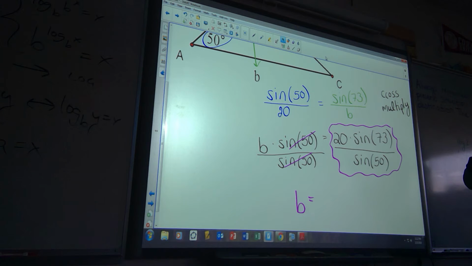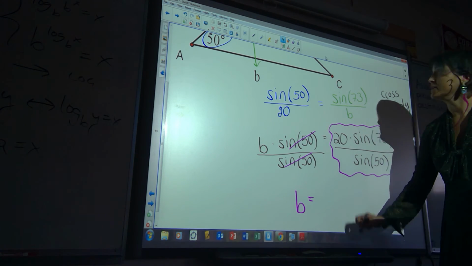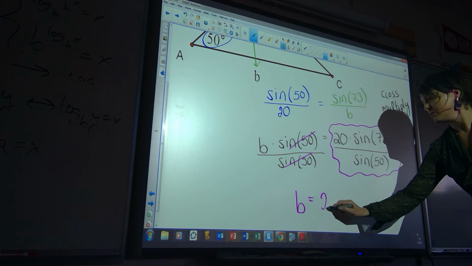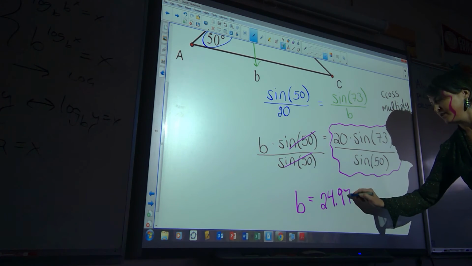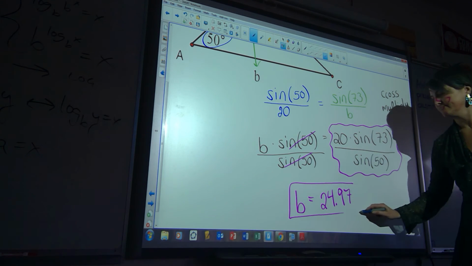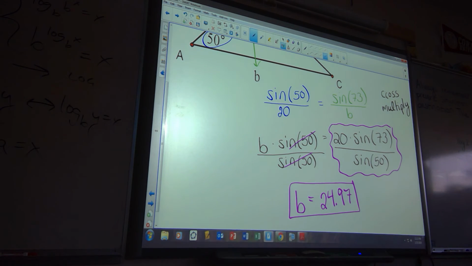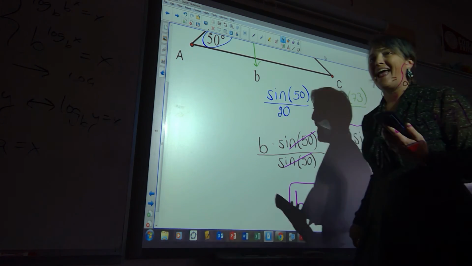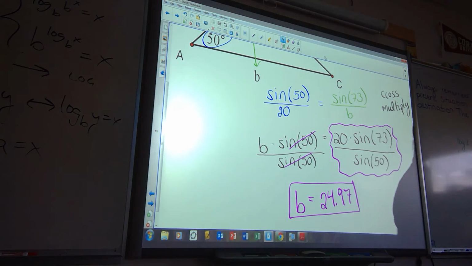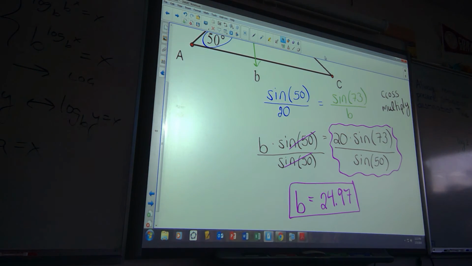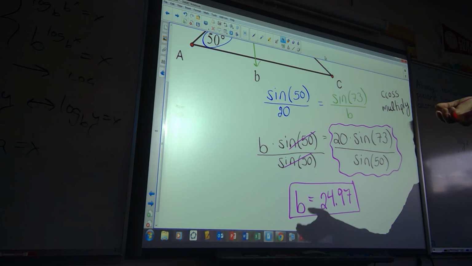20 times sine 73 divided by sine of 50. Yeah, 24.96, 24.97, depending on how you round it. There you go. Okay. So that is what we would use anytime it's not a right triangle and we have angles, but we need to find sides, or we have sides and we need to find angles.